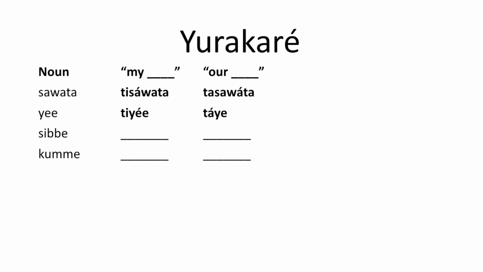So tiye, but taye. Sibbe, the trick there is there's the double B, the double consonant. So that's going to become a single consonant, and you'll be left with tisibe and tasibe. And finally with kumme, double trick here. First of all, there's the K, which, as we've seen, becomes a J, and the double M, which is going to become a single M. So we're going to be left with tijume and tajume.